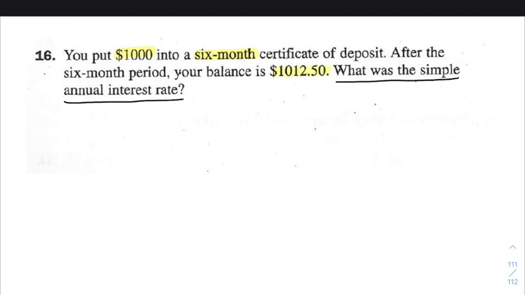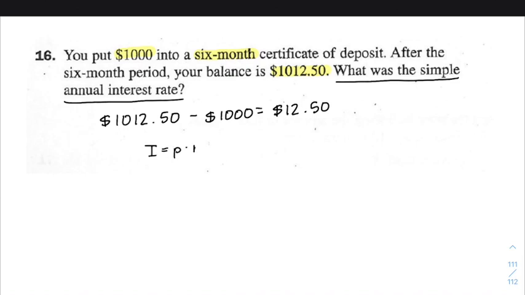This problem is a little tricky because they don't tell us the amount of interest earned on the account, but they do give us the information that we need to find the amount of interest earned on the account. If after the 6 months the balance is $1,012.50 and the principal amount was $1,000, all we need to do to find the interest is subtract. This is going to give us $12.50. Now we have all the information we need to use our simple interest formula to solve for the rate.